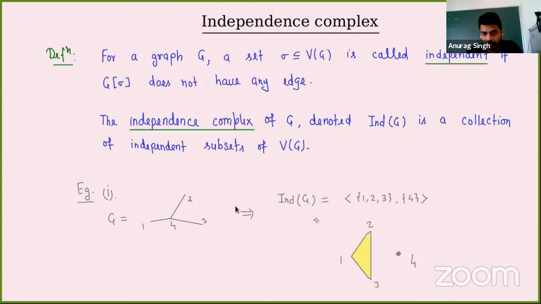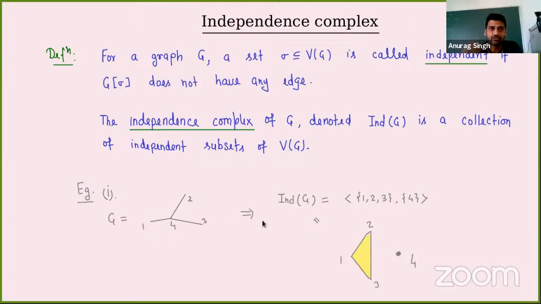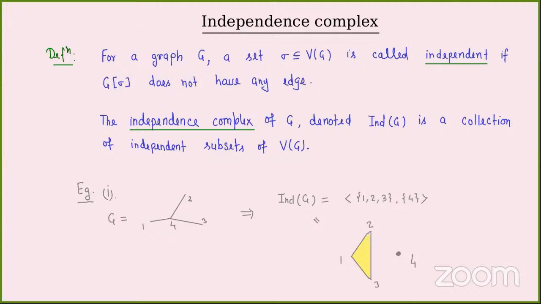Is that okay? One question: if you take a complete graph, then what will be the complex? The complex will be just n disjoint points, isolated vertices, n vertices. You include singletons, because when you take any 2 points, they are connected. So they are not independent.